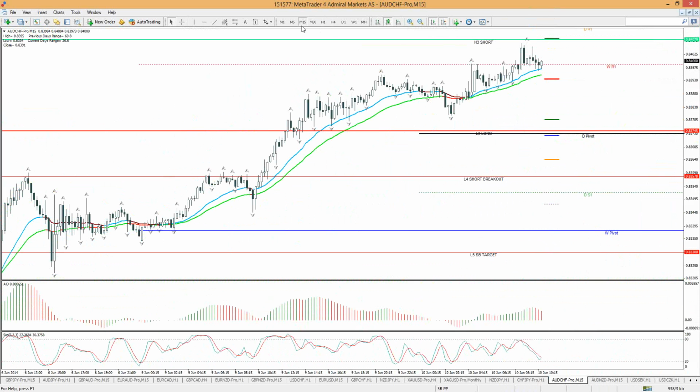So that could be interesting to keep a look on, the break of that H3. A candle close, for instance, above that H3 would probably signal the bulls in control and a potential breakout above that level. Any particular exotics that you might find interesting yourself?